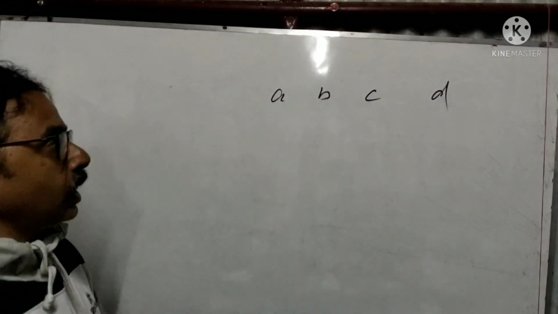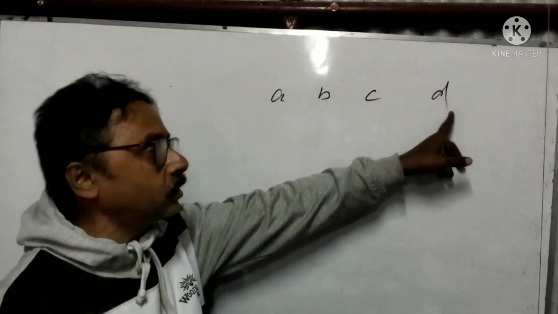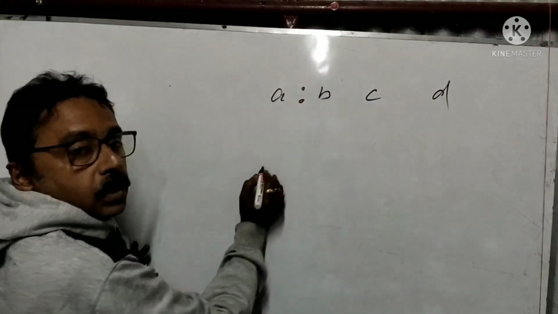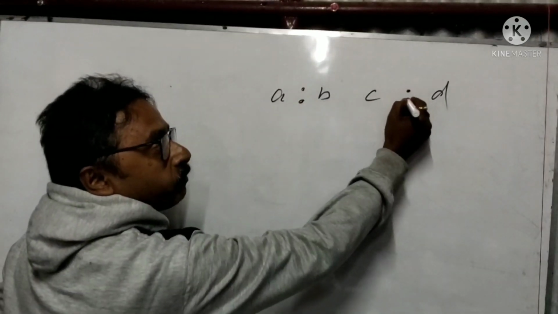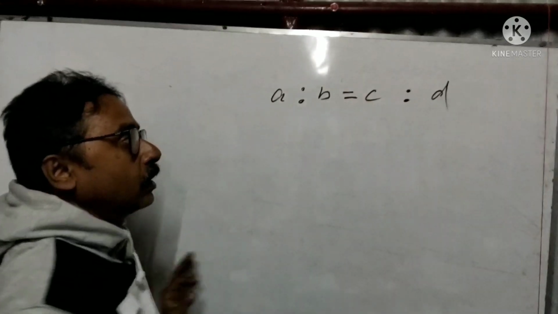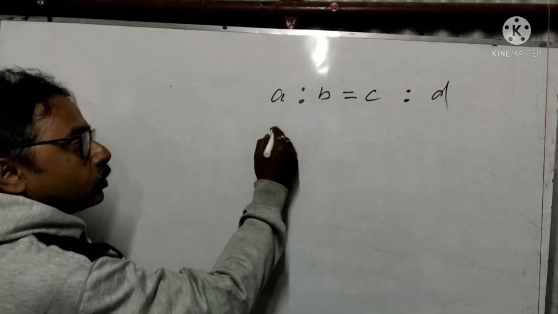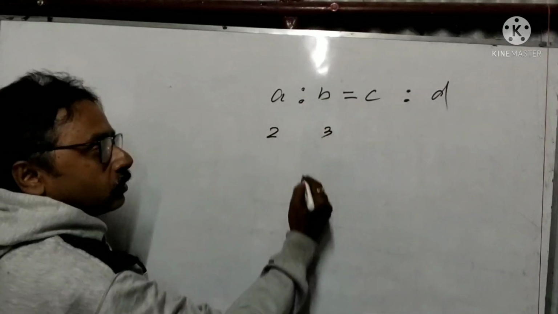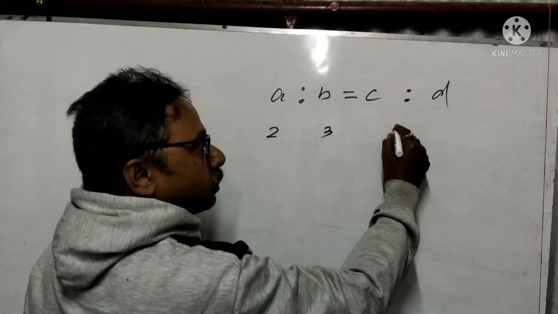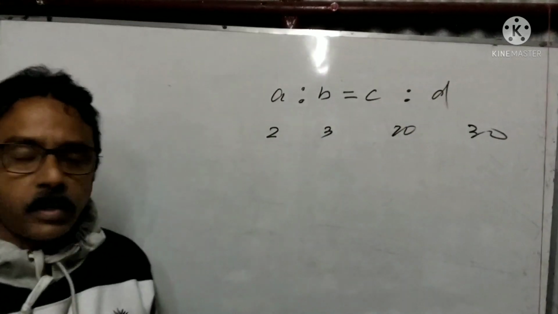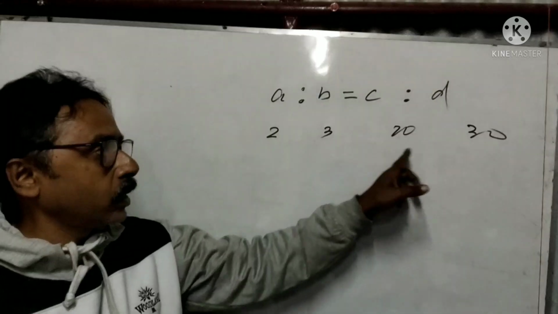These four numbers A, B, C, D will be in proportion under this condition: the ratio of the first two numbers is equal to the ratio of the next two. Then they are in proportion. As an example, suppose I take 2, 3, then 20 and 30. Here I have taken these four numbers 2, 3, 20 and 30.